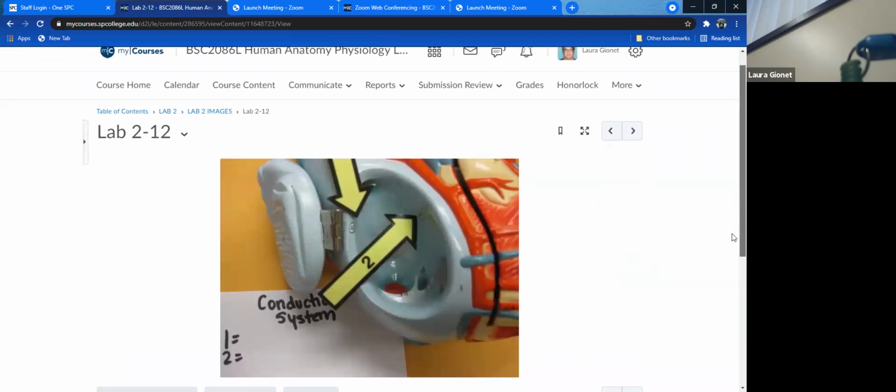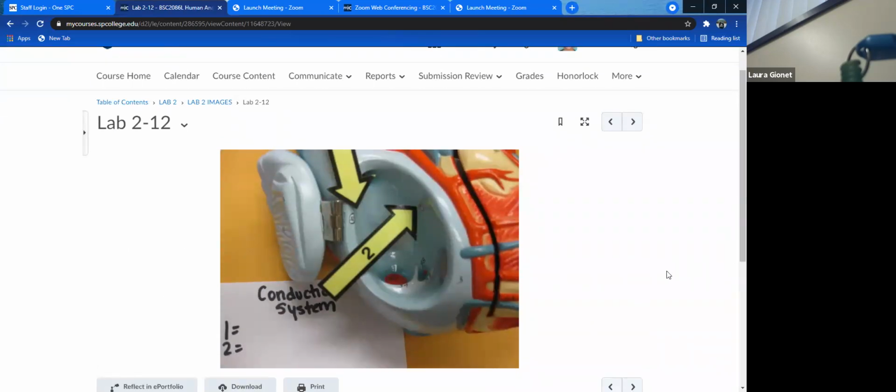Okay. We're looking at the conduction system now. So we said that we start with the SA node to these internodal tracts, and internodal tracts are very, very rarely even identified on any of these models, but it does point to an SA node and an AV node.